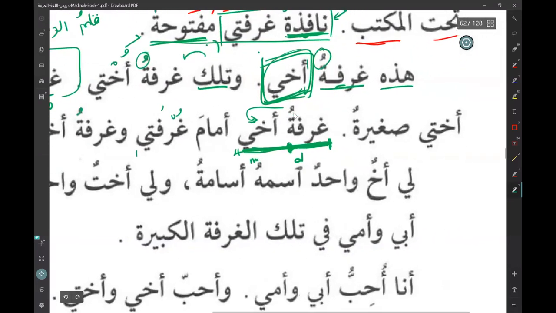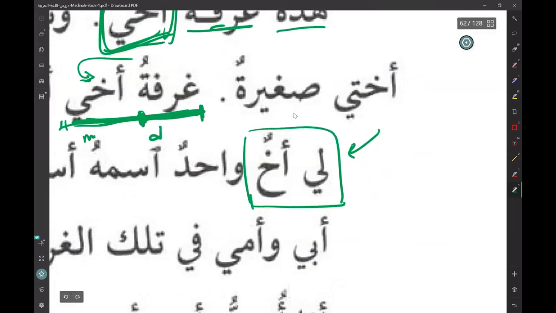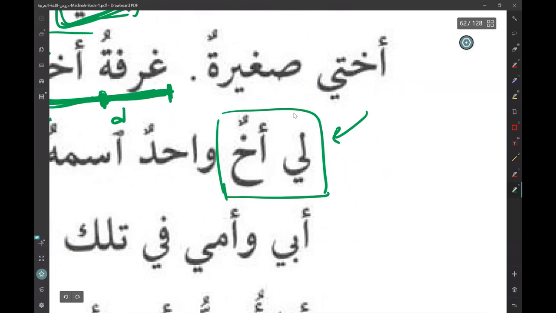Okay, so here is another important thing we have to know. It says "li akhun." What is "li akhun"? It looks very simple, but I'm telling you, this is a sentence. It's a little bit tricky. That's why I wanted to see if you caught it or not.